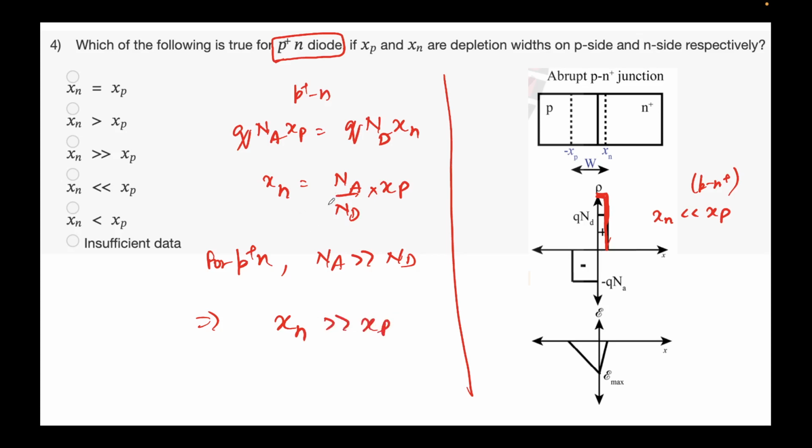So on the left side you see the mathematical analysis, right? On the right side, you do it from the diagram or from your intuition. So Xn must be greater than Xp, for P plus N, mind you. And this is for Pn plus, where Xn is much smaller than Xp. We saw different versions of this. In fact, we saw 2 or 3 problems today.